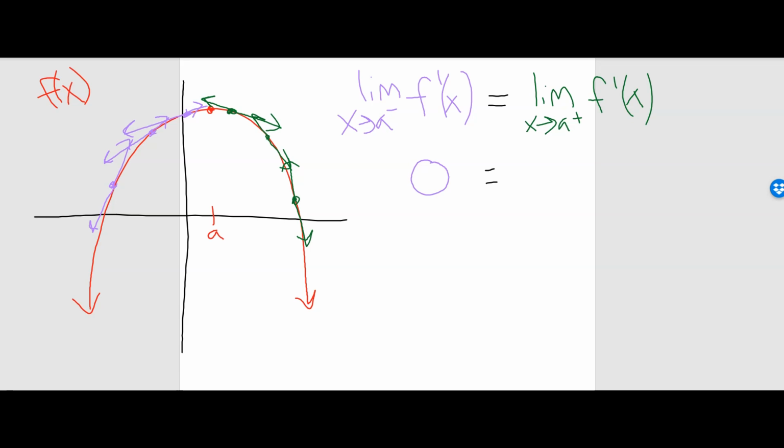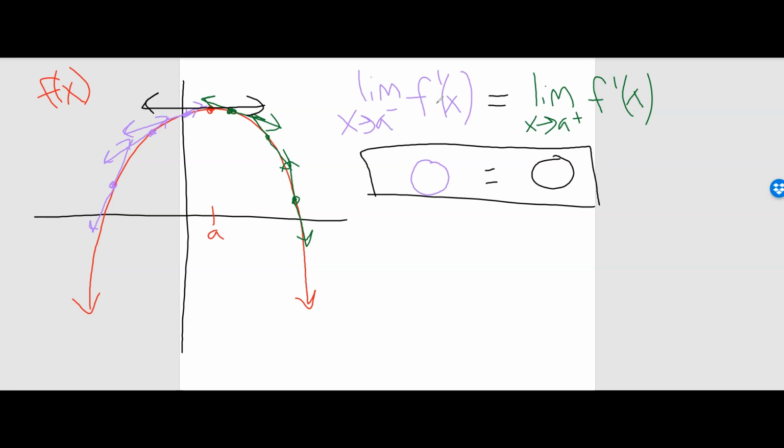The purple tangent lines are all positive, but they're decreasing, so they're approaching 0. The green ones are all negative, but they're getting less and less negative as we approach this maximum, because at the maximum, we have a horizontal tangent. So over here, these derivatives from both the left and the right-hand side are both approaching 0, which means that f of x is differentiable at x equals a.